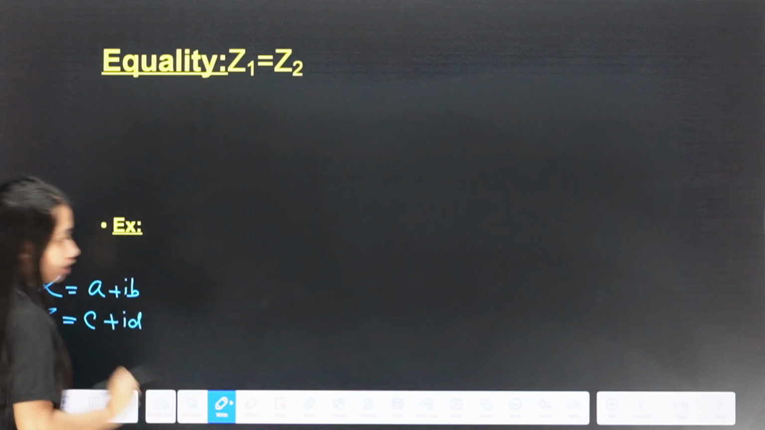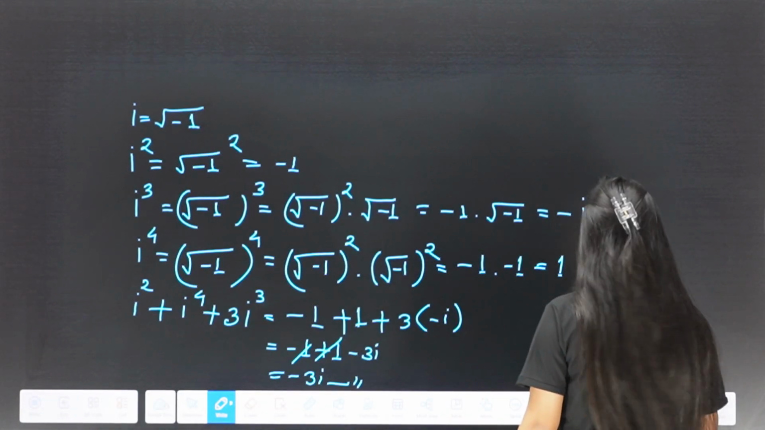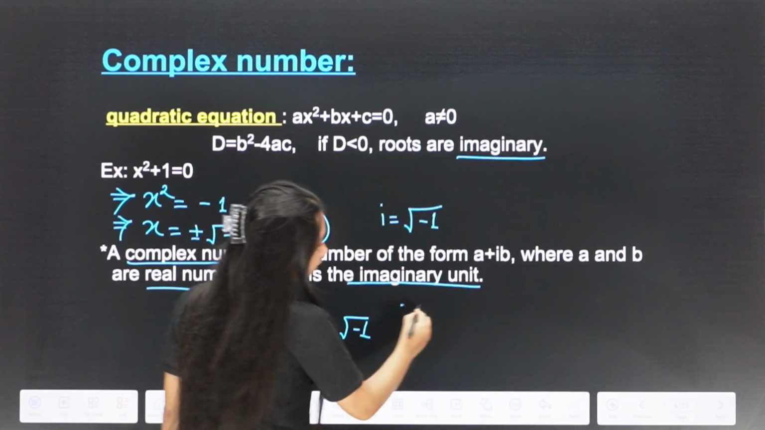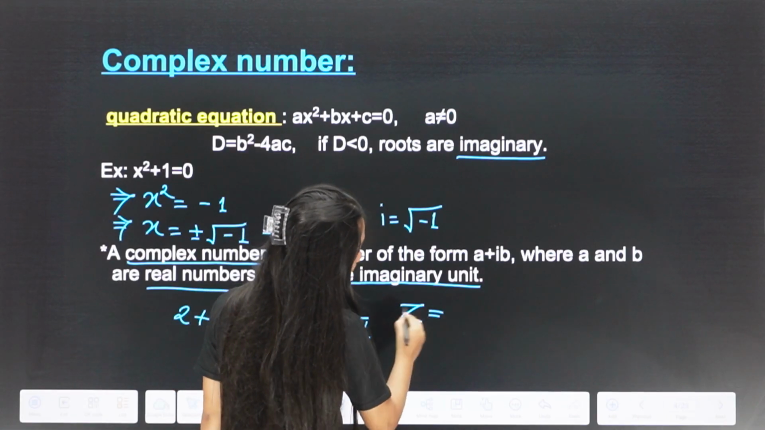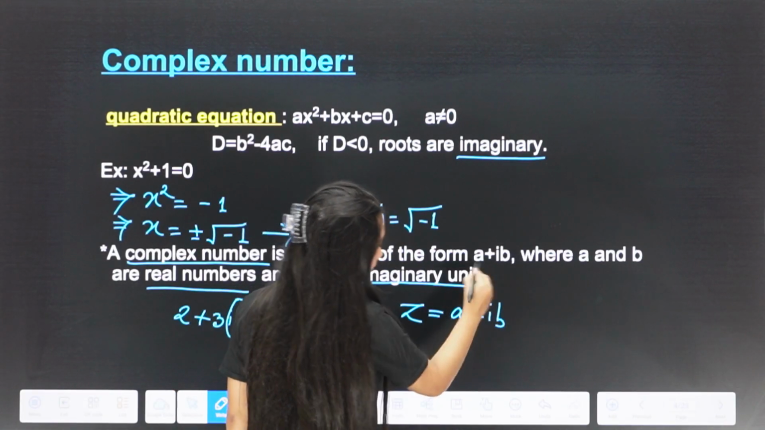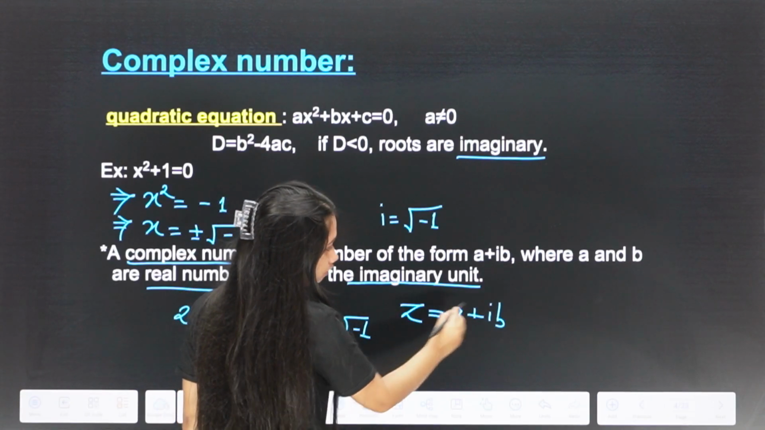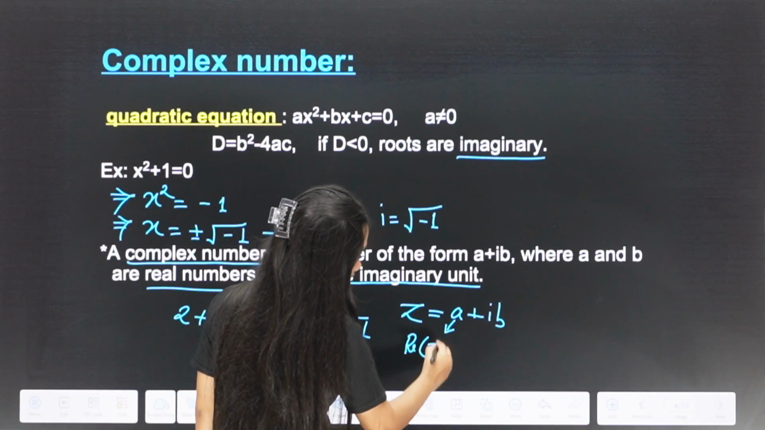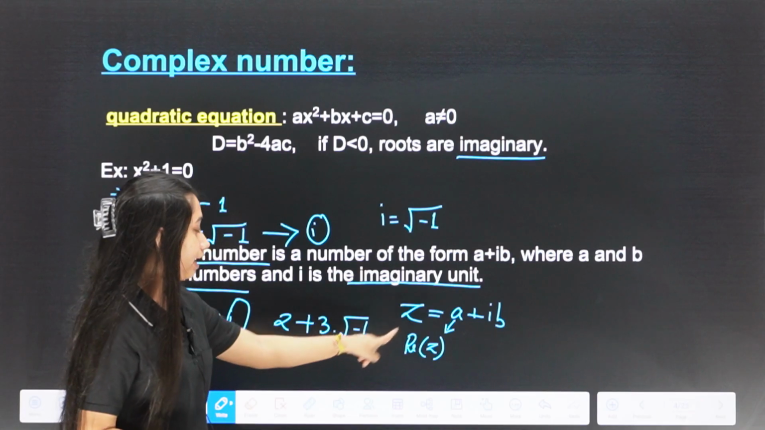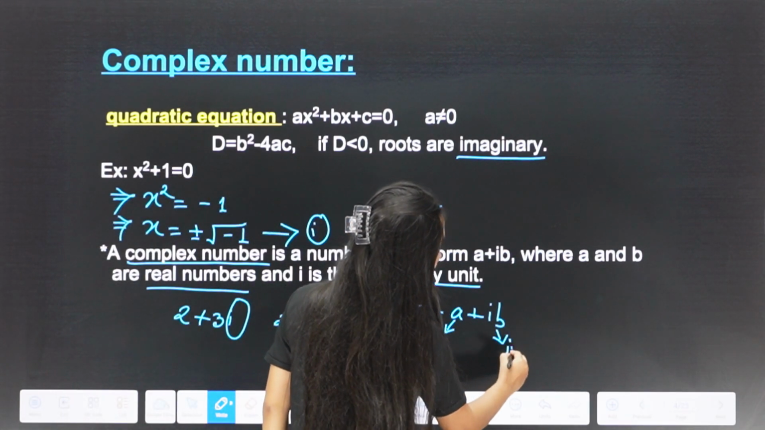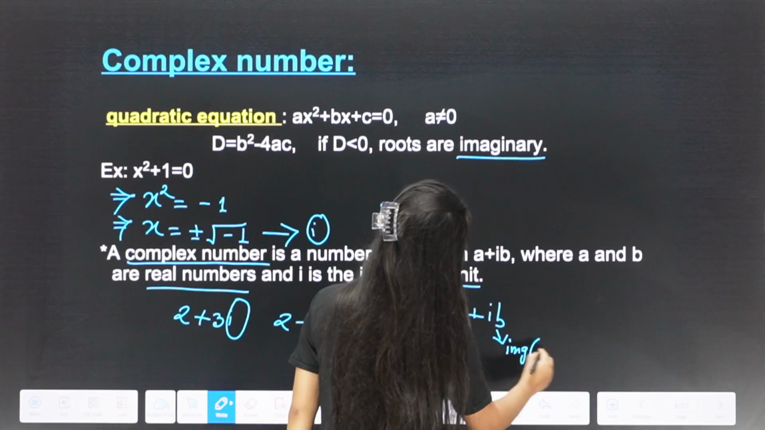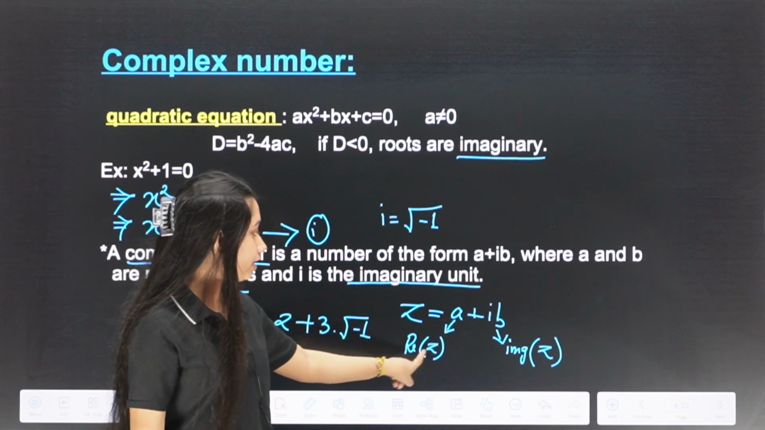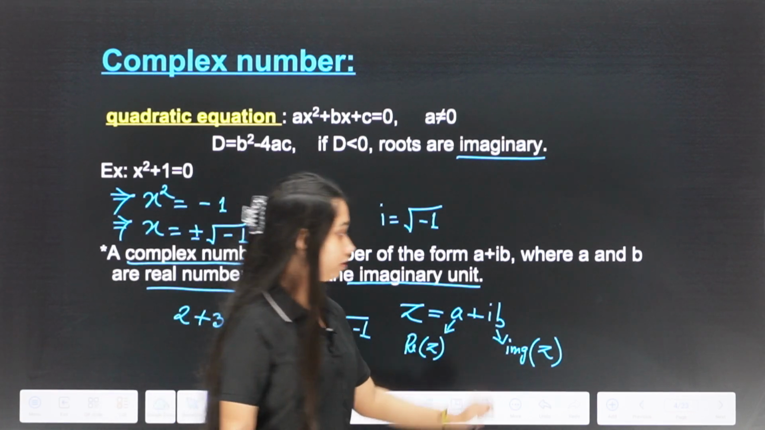I forgot to tell about this: we can write a complex number as z equal to a plus ib, that is the a plus ib form. In z equal to a plus ib, this a is called the real part of z, and this portion is called the imaginary part of z. Got it? So this part is called the real part of z, and this part is called the imaginary part of z.